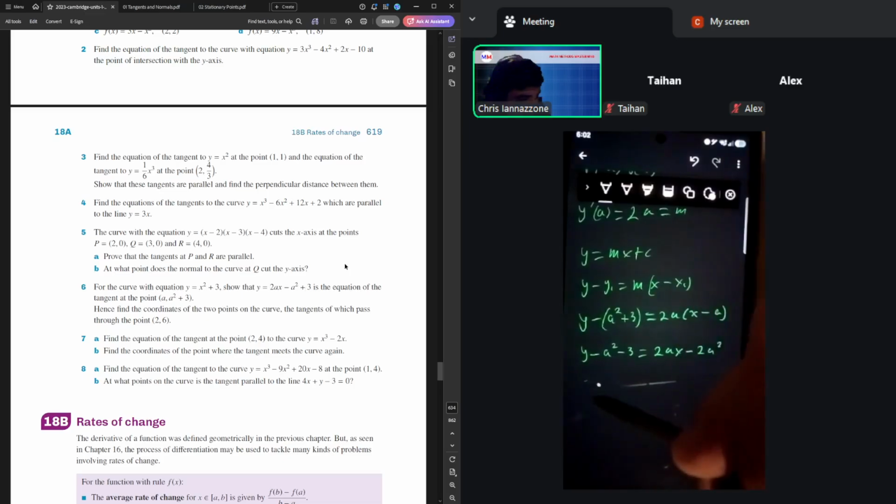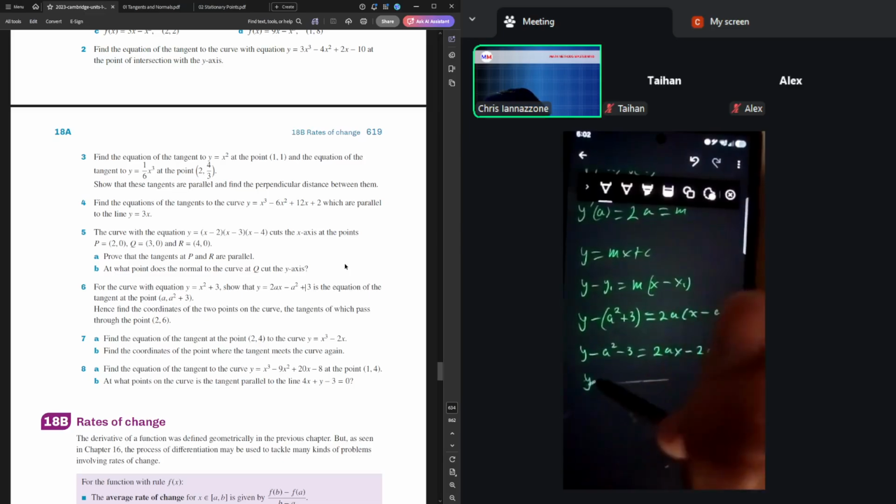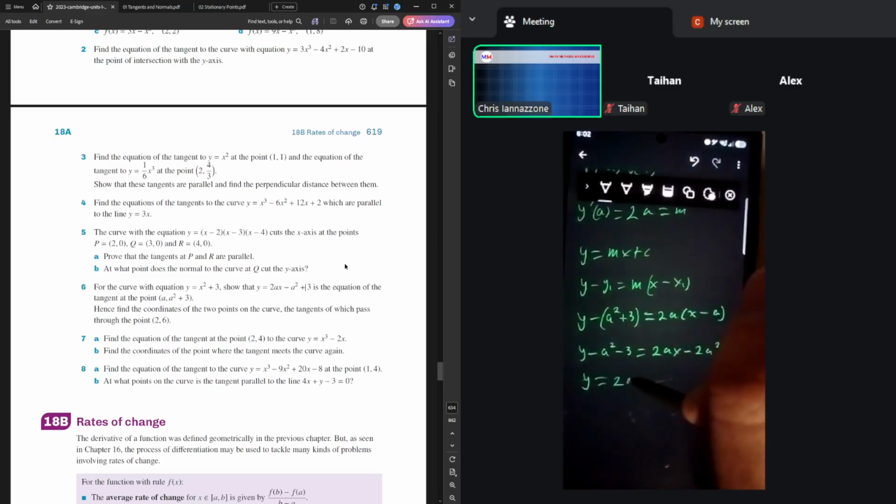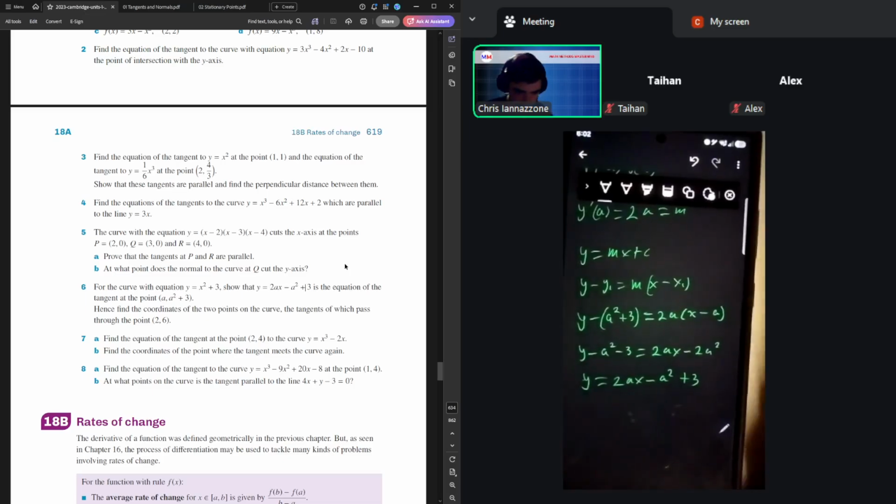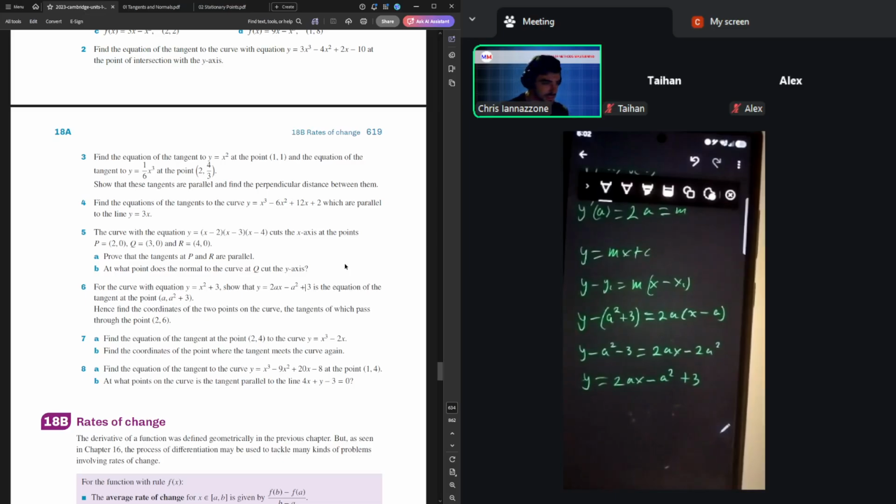And then finally, we're just getting y on its own. Y equals 2ax, plus a squared to both sides is going to bring this one back down to just minus a squared, and plus 3 to both sides is going to get us that. If we have a look back at the question itself, we have exactly written out what we're supposed to. Y equals 2ax minus a squared plus 3. This is the generic tangent line.